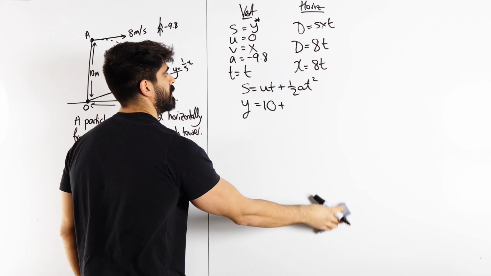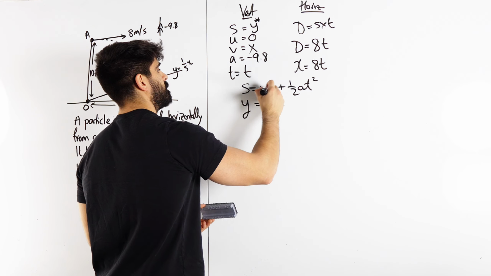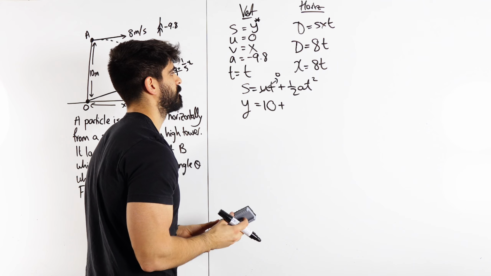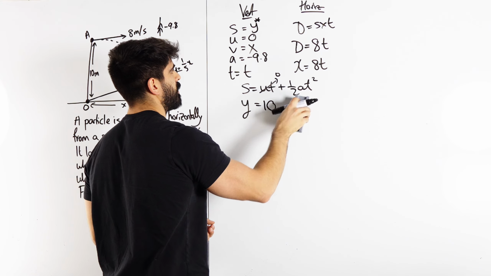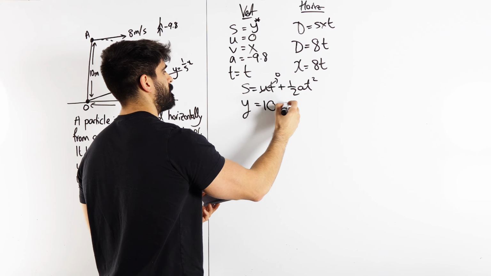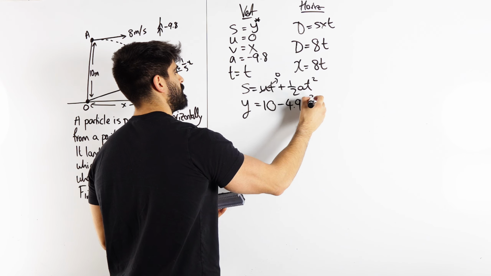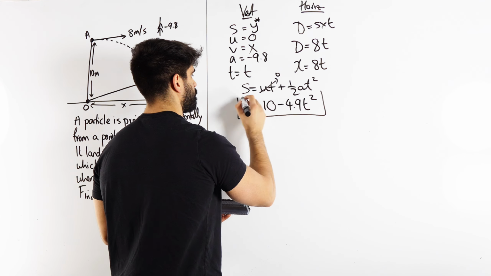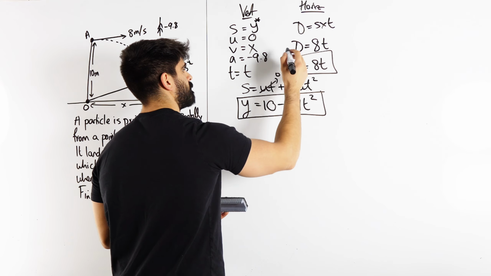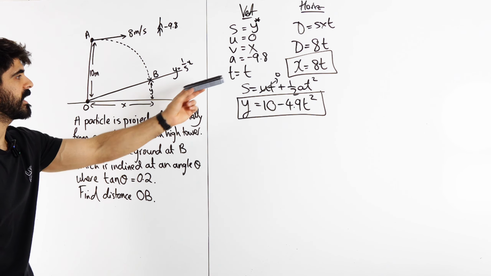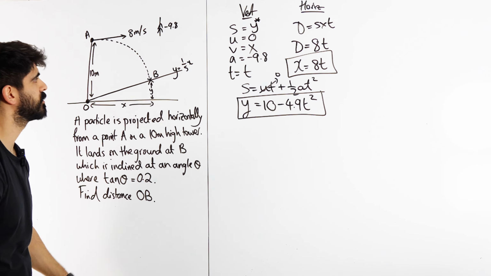Now u was just 0 anyway, so that's all right. Half of at squared. Now a is minus 9.8, so half of that is minus 4.9t squared. Nice. Now that we have our x and y in terms of t, we can sub into here and solve.